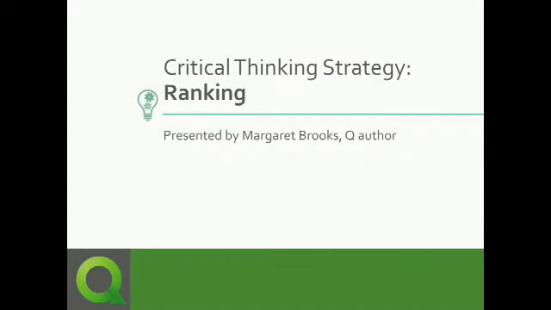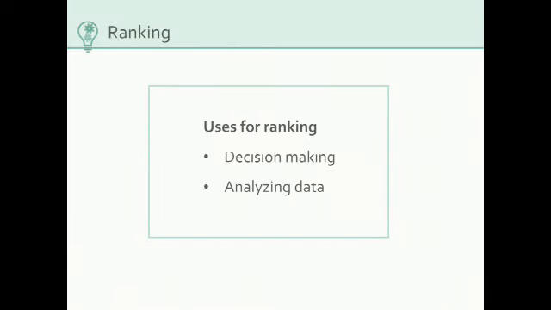Welcome to the Critical Thinking Strategy for Unit 5. The strategy for this unit is ranking. Ranking is a useful skill when we need to make a decision. We can also use it to analyze information or data.